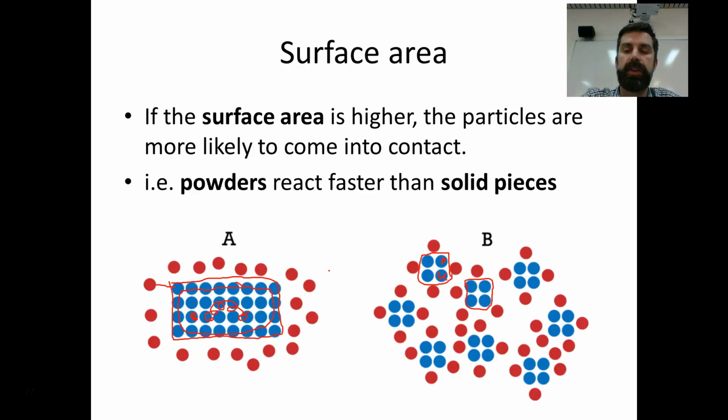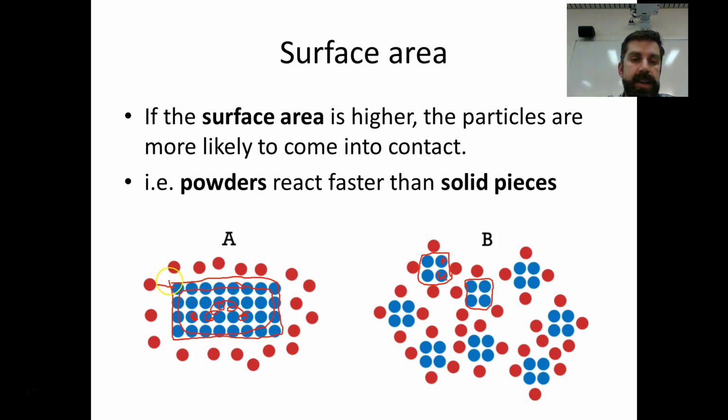And then finally, we can look at surface area. So if you think back to your experiment that you did with fruit tingles or whiz-fizz, this really came out. So this is where if we've got a solid that's reacting in particular, then if the surface area is higher, the particles are more likely to come into contact. So in other words, powders react faster than solid chunks. And you can see that illustrated down below here.